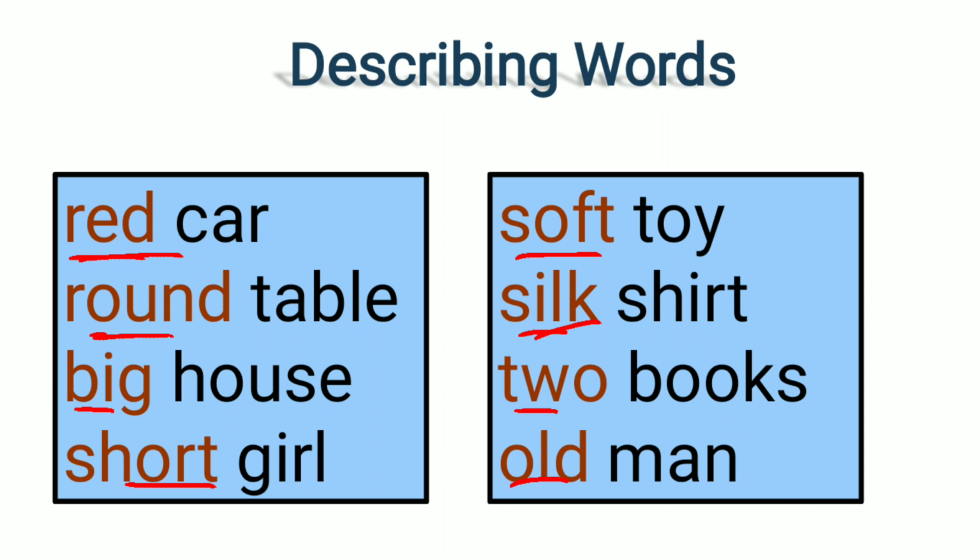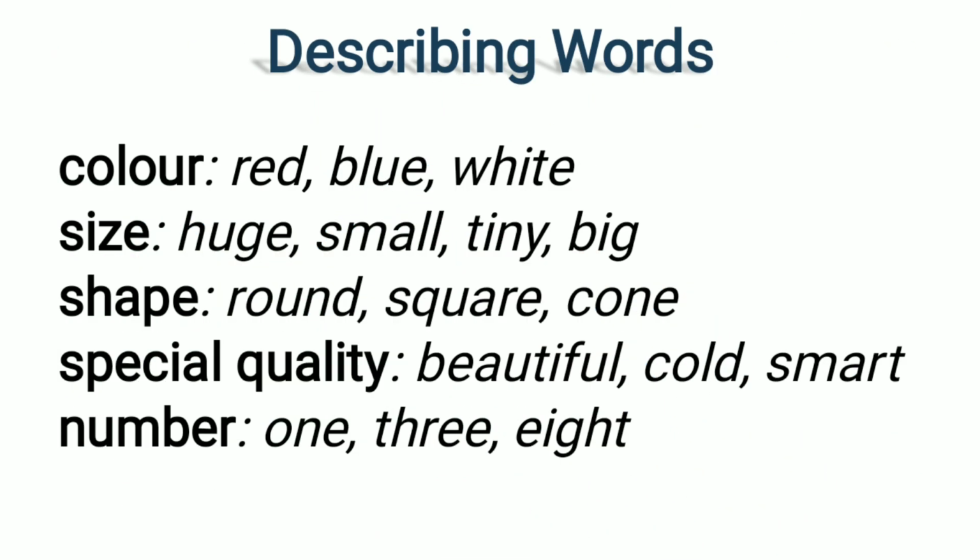Okay children, so next, till now we learned what are describing words. Now let us learn what type of words or what kind of words can we use for describing. We can use the color, shape, size, special quality and number. Understood children? So we can use the color. In the previous examples, did we see red flower? Yes.